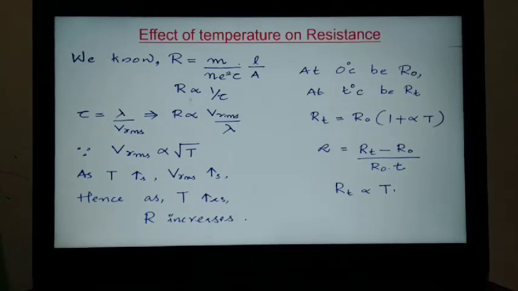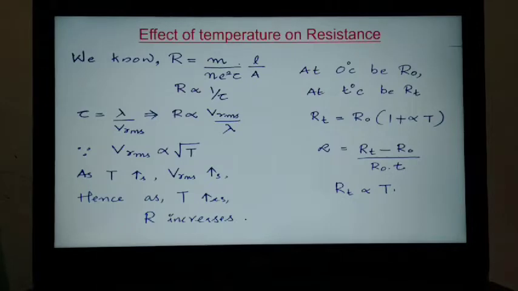See, R is directly proportional to 1 by tau. But tau is equal to lambda by Vrms, or R is proportional to Vrms by lambda. But Vrms is proportional to root T. As T increases, Vrms increases. As Vrms increases, in turn R increases. So we can say that as T increases, R increases, which means as the temperature of a conductor increases, its resistance also increases.